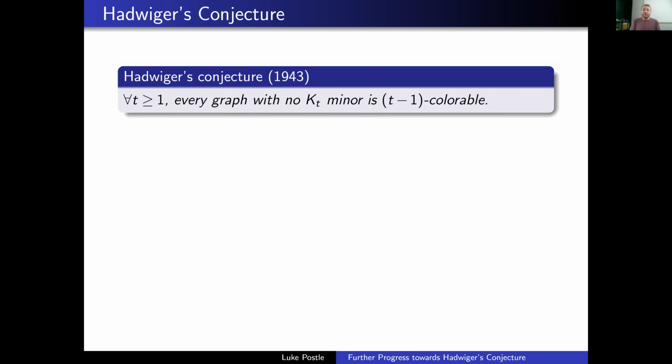And so from that view, it's really surprising that you have Hadwiger's conjecture from 1943, that every graph with no K_t minor is (t-1)-colorable. Not only is there a relation between these two concepts, but there's a very strong relation, because t-1 would be best possible, since you could have K_{t-1}, of course.